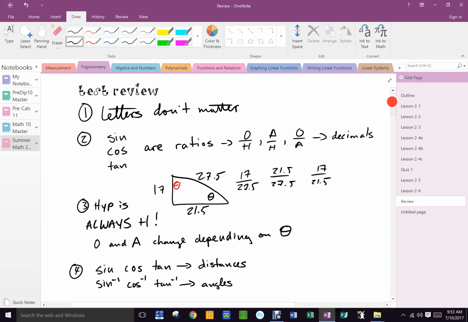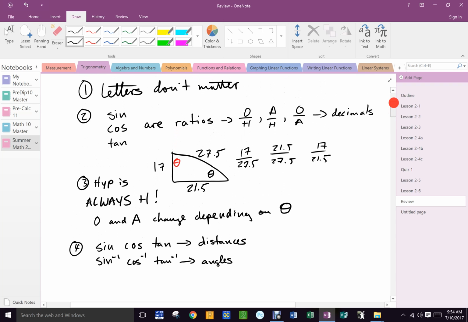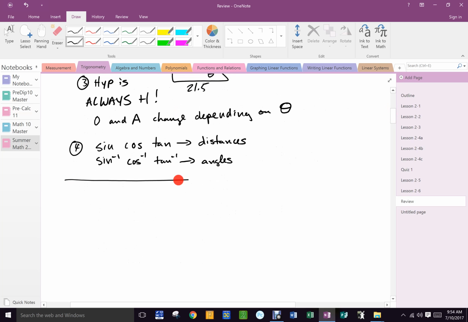Now, here's a couple of things that you're going to screw up on the test. I'm giving you fair warning. So that will do all your trig, right? Here's a couple of things to remember. 1, naming.